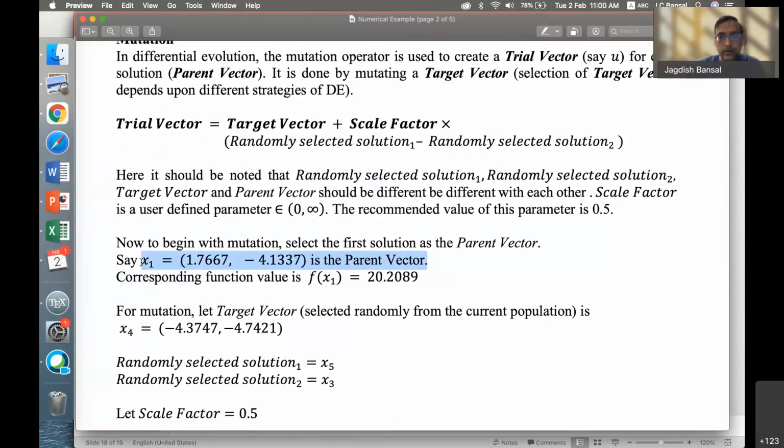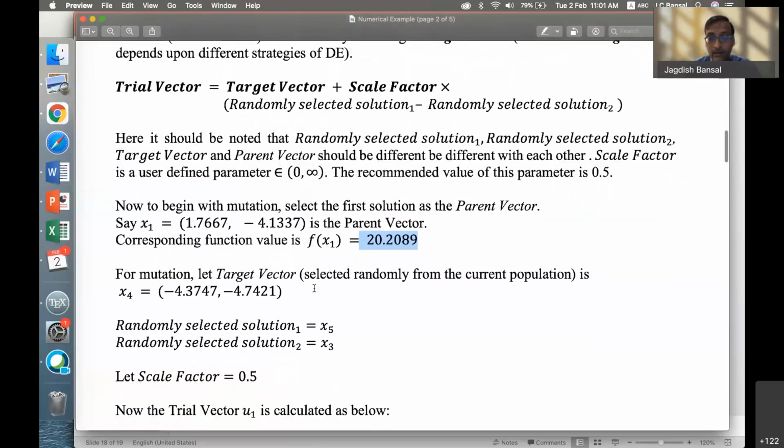So let me do it for the first parent vector. And the corresponding function value is this. This is your corresponding function value, right? Now, why I write the function value here again, because this function value will then be compared with its child. Now the ultimate objective is to generate the child for this parent, right?